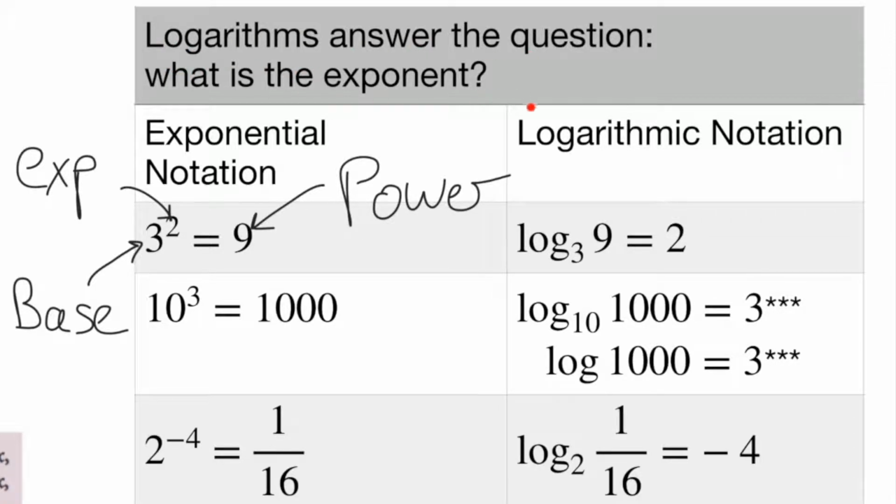Logarithms answer the question, what is the exponent? If you can evaluate this, then you get 2. Here, the base is 10, the exponent is 3, and the power is 1,000. If you take the log base 10 of 1,000, you should get an answer of 3, because what's the exponent?